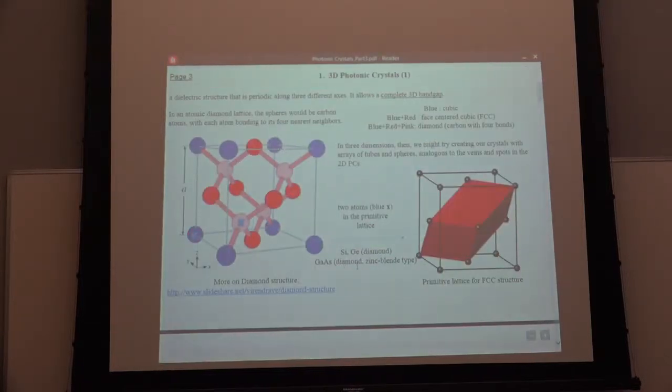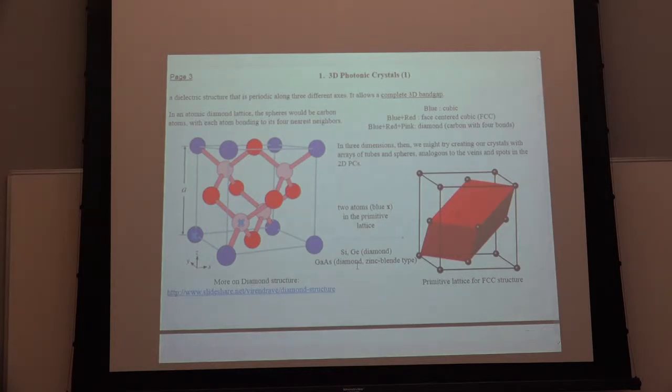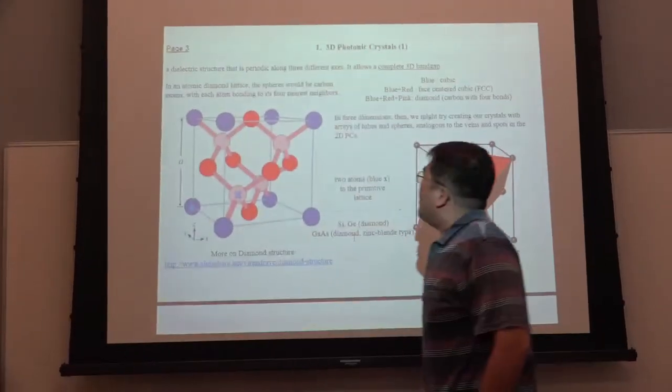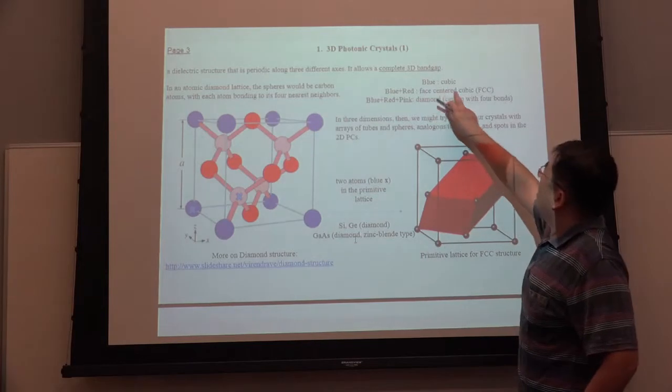So in last lecture, we talked about this diamond structure. This structure is quite important for 3D structure. Let me try to talk about this diamond structure. This diamond structure is two FCC lattices. FCC lattice means face-centered cubic.